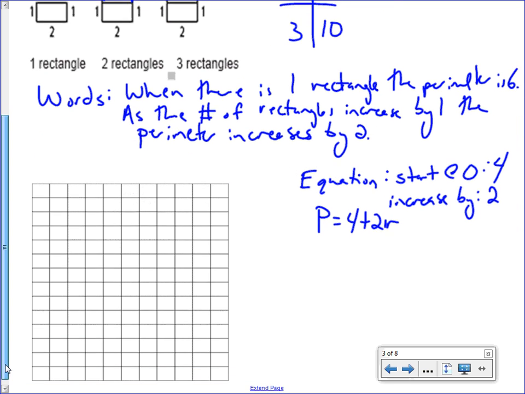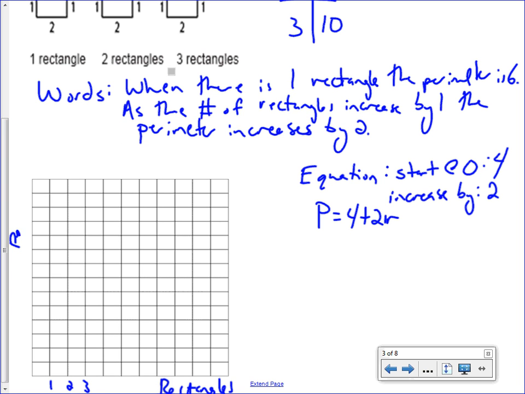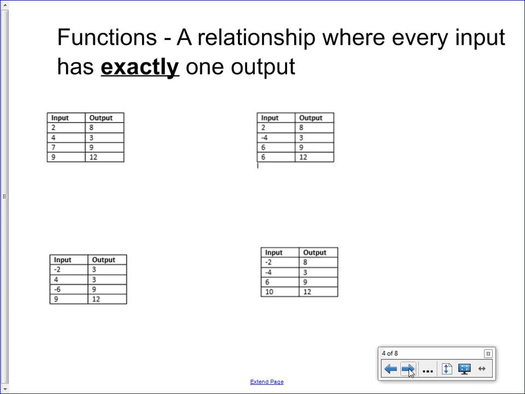So if I had to look at a graph of this now, I'd have 1, 2, 3 rectangles, and over here I've got perimeter. For one rectangle, we had a perimeter of 6. So for 1, I had 6. For 2, I had 8. And for 3, I had 10. So that would be a quick graph of my information there.